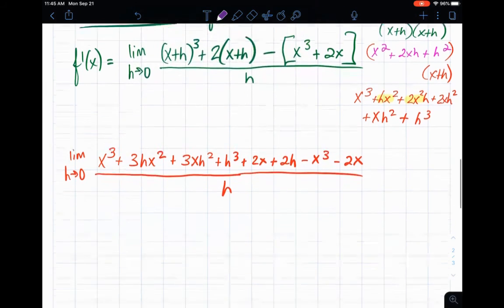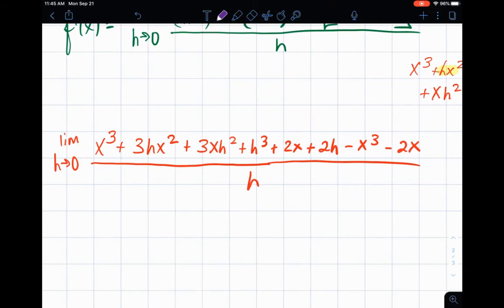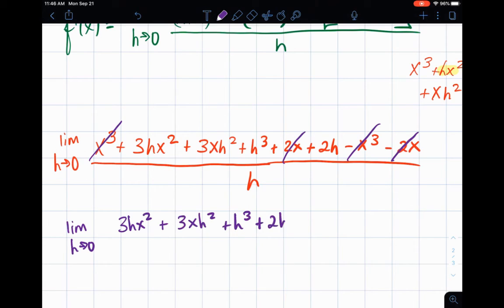So like I said, this is going to be a little algebra heavy, and most people understand the process of this. They just make small mistakes. Okay, so we have some canceling we can do. We have x cubed minus x cubed, 2x and 2x here. So 3hx squared plus 3xh squared plus h cubed plus 2h.